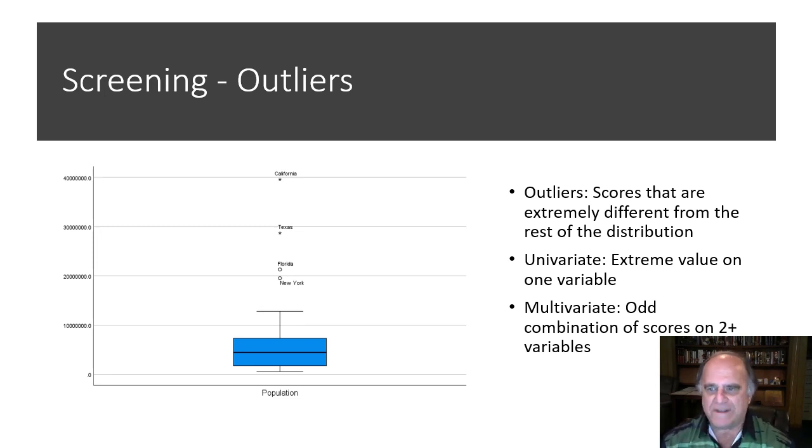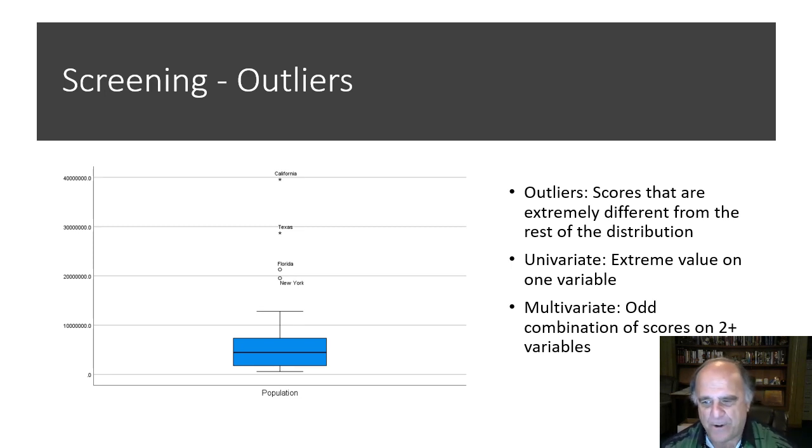Outliers. Well, what's an outlier, you ask? Well, an outlier is a score that is extremely different from the rest of the distribution. We can have both univariate outliers and multivariate outliers. Univariate outliers are an extreme value on one variable, naturally enough. And multivariate outliers are odd combinations of scores on 2 or more variables.